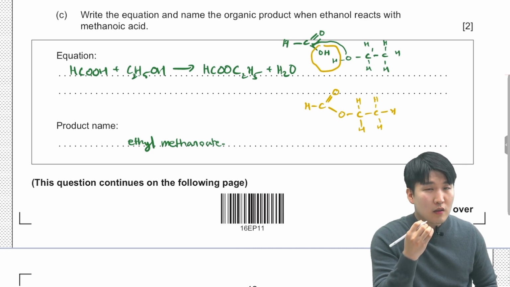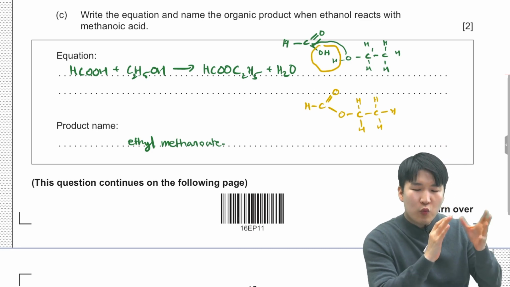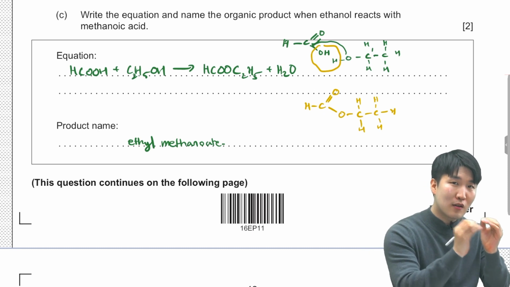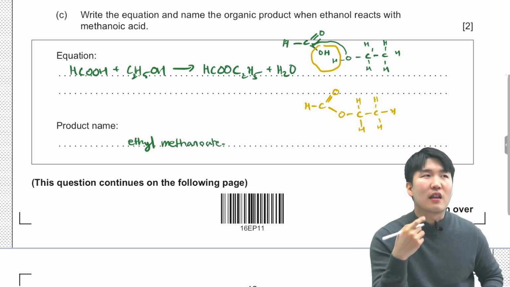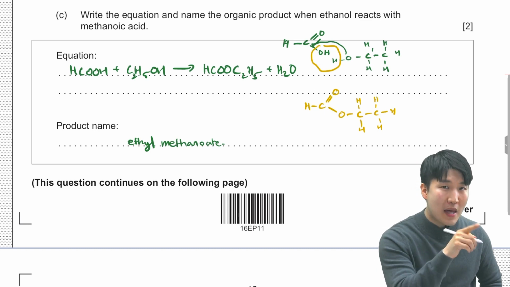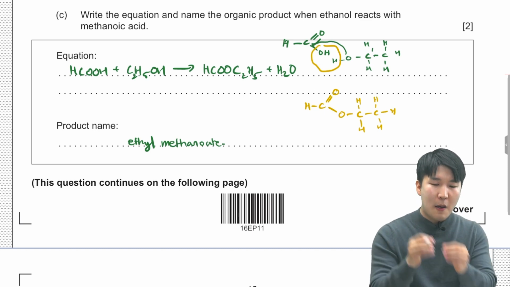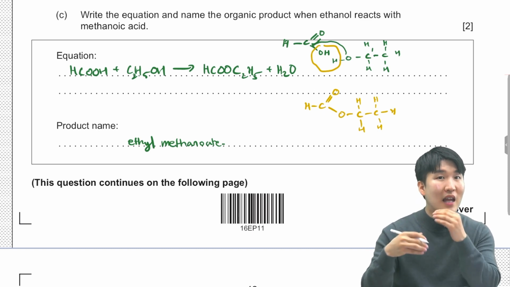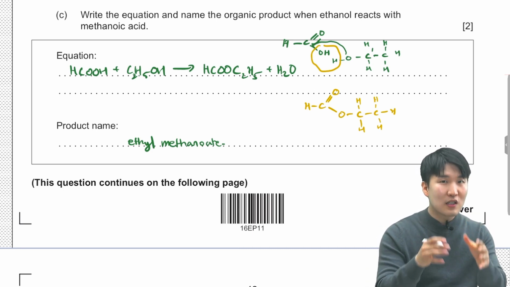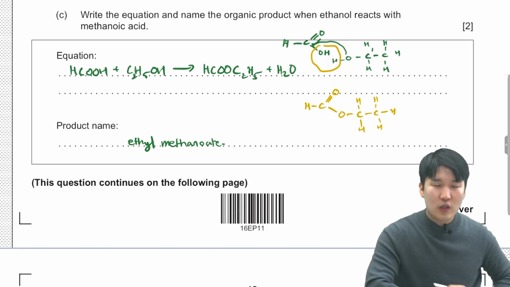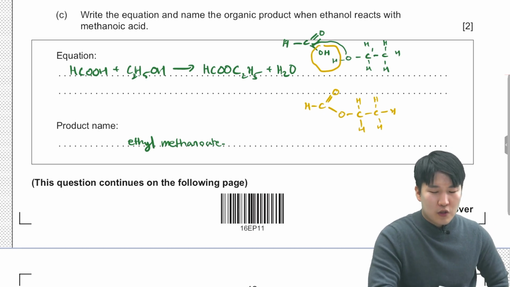A bit of further practice would be, what if we had methanol and ethanoic acid reacting together? Then the methanol turns into methyl, and the ethanoic acid turns into an ethanoate. So methyl ethanoate. Just in case we come across more questions in future.